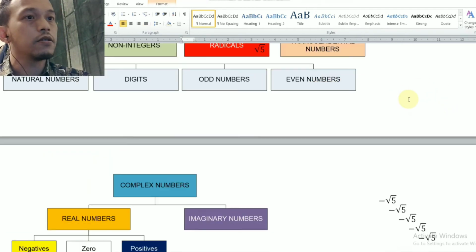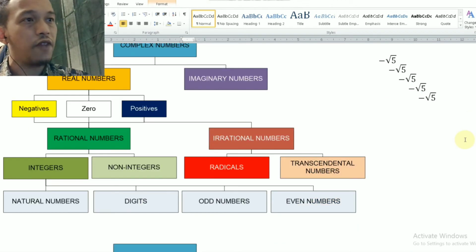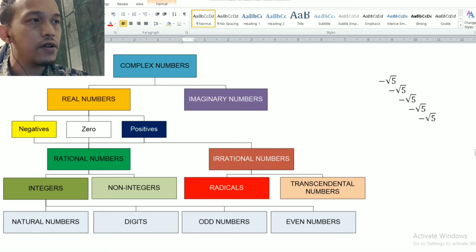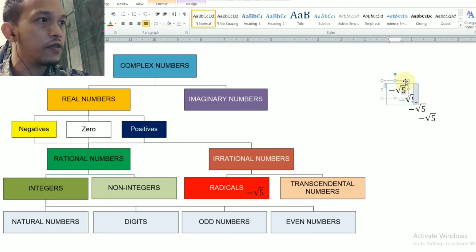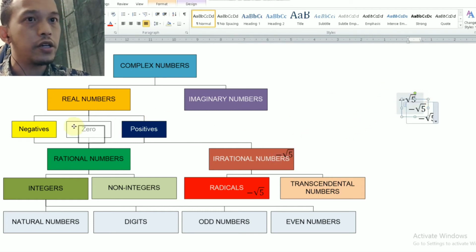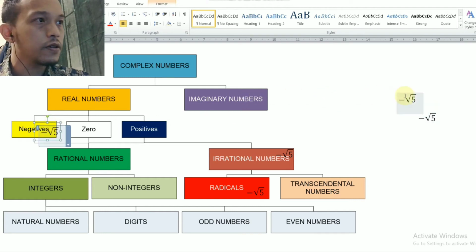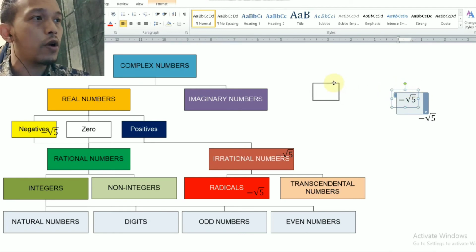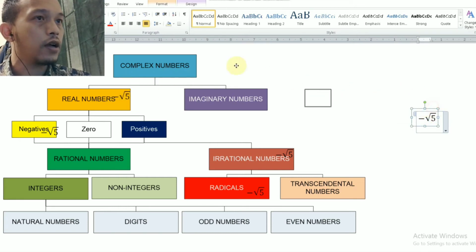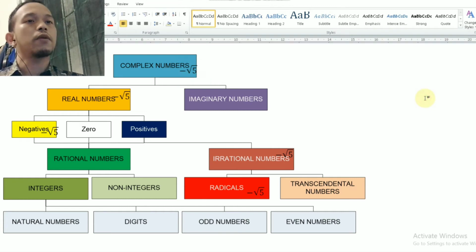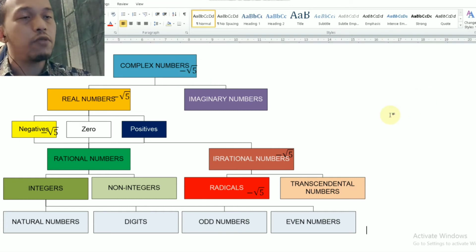Okay. Next examples. How about negative square root of 5? Remember, negative square root of 5 is not an imaginary number. This is still radicals. This is still the same with square root of 5. It's really a radical irrational number, but the difference will be here. Since it is negative, the difference from before is that the square root of 5 is positive, but negative square root of 5 is negative. Obviously. So yeah, this is the complete set of numbers where negative square root of 5 belongs to.